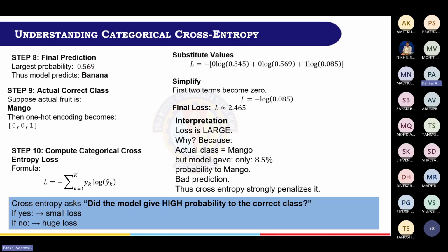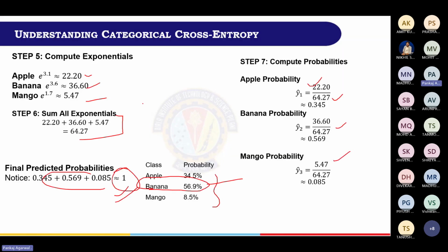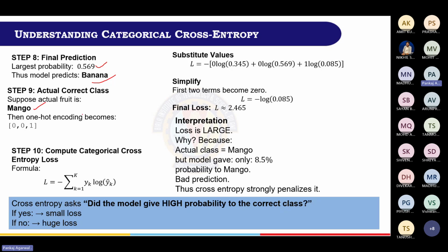The final prediction, suppose, is banana, but the actual class was mango. With one-hot encoding, mango would be represented like this. I'm trying to come to a phase where I calculate the loss using categorical cross entropy. That was the idea. It gave me banana, but actually it was mango. So banana is represented by this, and mango is represented by these numbers, for example.